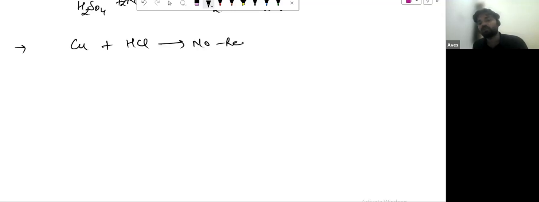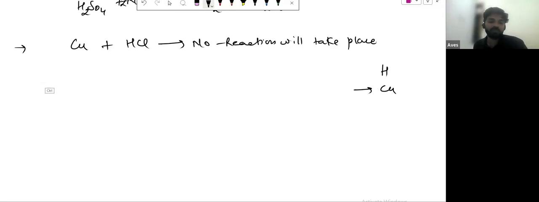Okay, so let's move further. Now moving to this part: when copper is coming and reacting with HCl, here no reaction will take place. Why? Because Cu is less reactive. So you see that copper comes below hydrogen in the reactivity series.